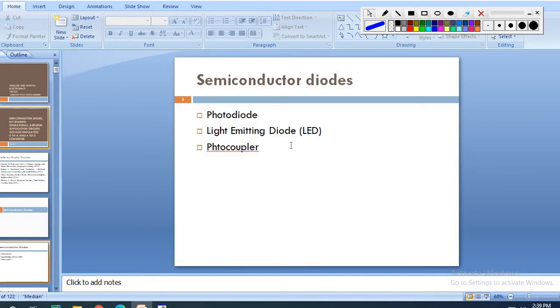Initially, the semiconductor diodes consist of photodiodes, light emitting diodes, and photocouplers. Before going to the photodiode, let us speak about how exactly the diode works, and the current flowing through the diode when it is in forward bias and when it is in reverse bias. You should know all that. So initially, what exactly is this?